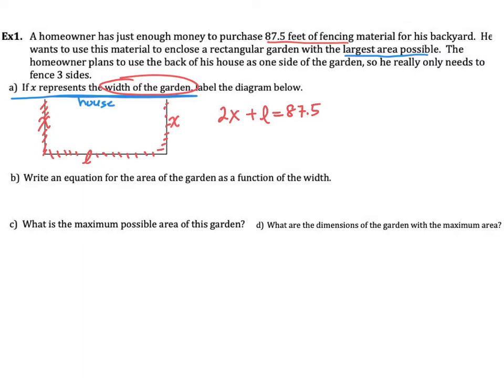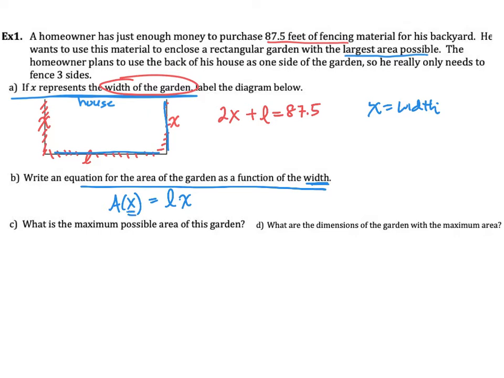Now, it says write an equation for the area of the garden as a function of the width. So I'm going to do the area with respect to the width. Well, remember we said the width is our x value. Well, the area is just length times width, which is L times x in this case. Except we can't have 2 different variables representing an area. We need to do everything with regard to x.